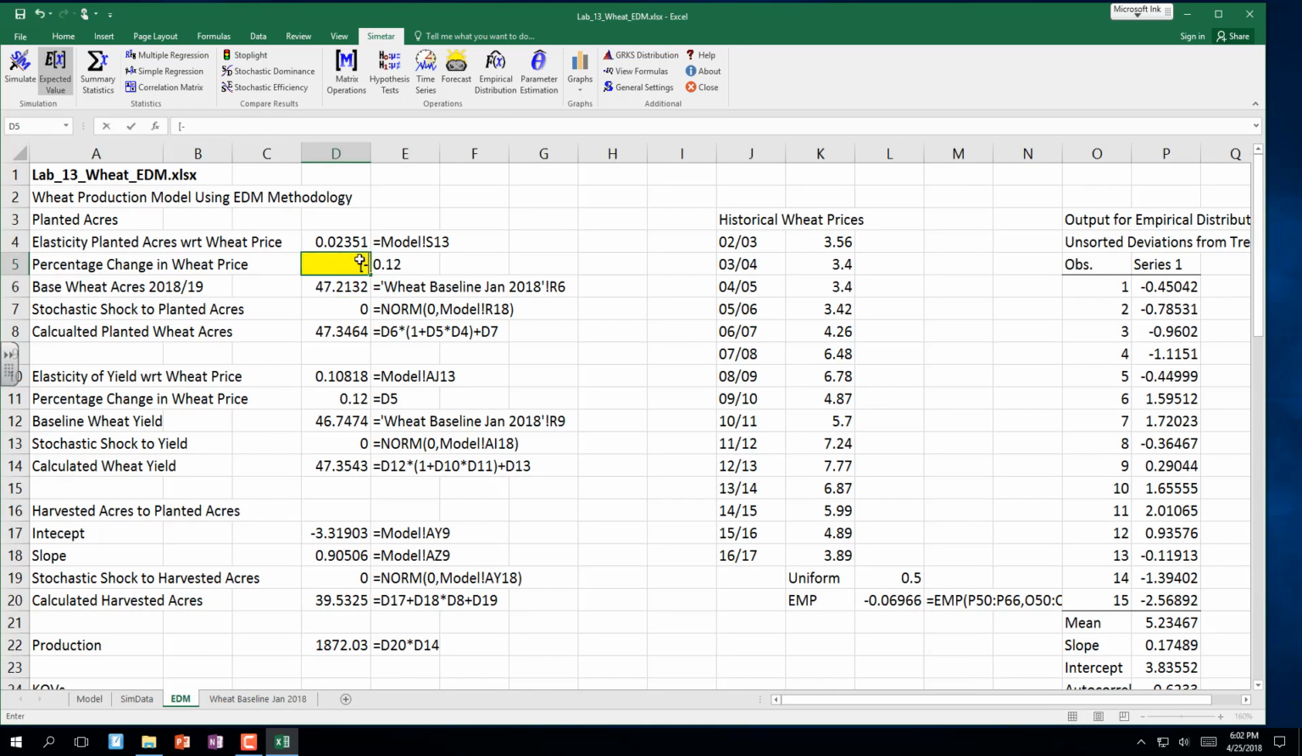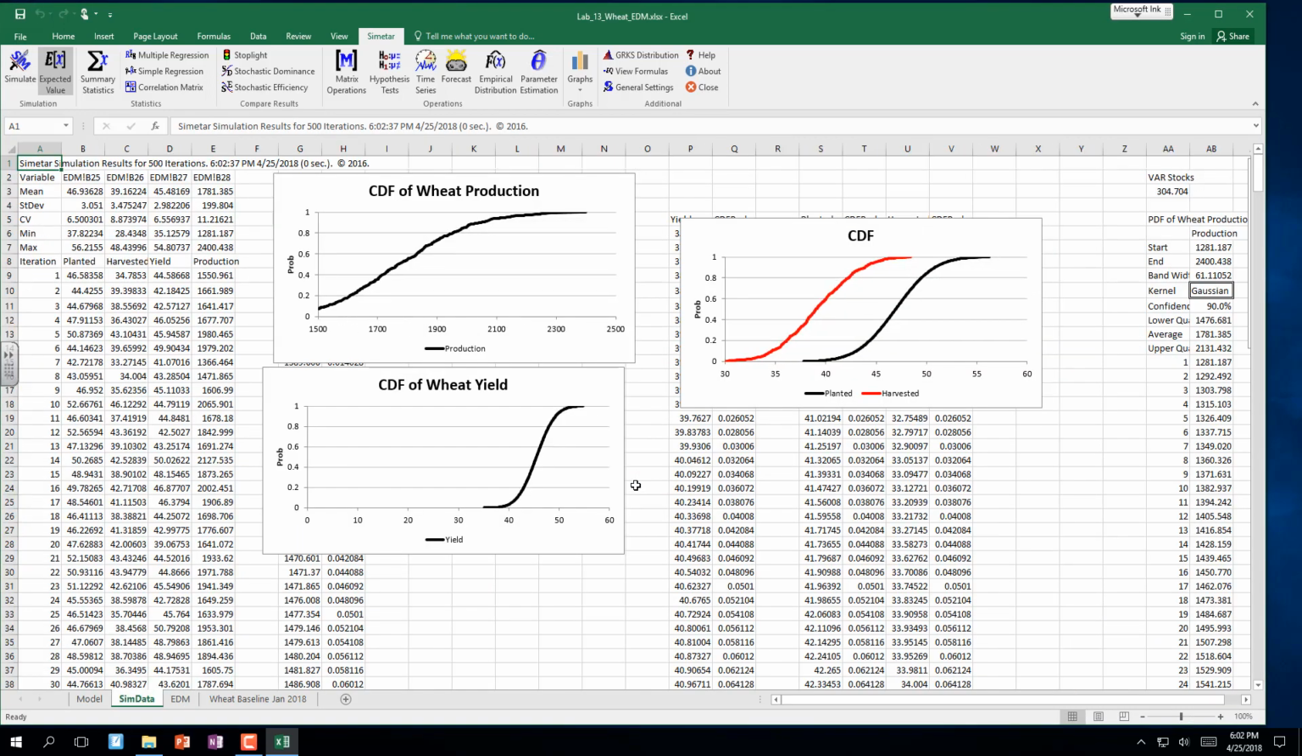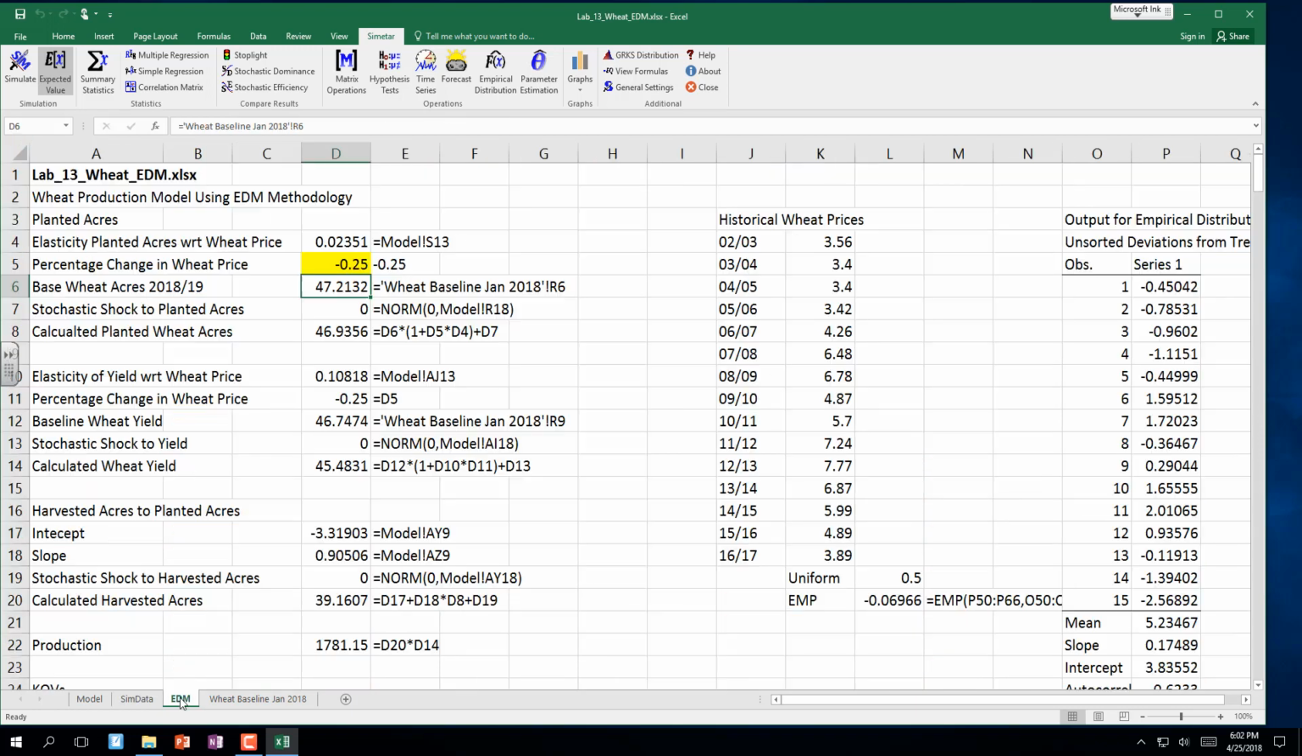What if the price of wheat goes down 25% because of a tariff? Well, we've got to have a minus 0.25. What's that going to do? Boom, they're all shifted. Acreage planted goes down, harvested goes down, yield goes down, production goes down. That's what simulation's for, to answer those what if questions.